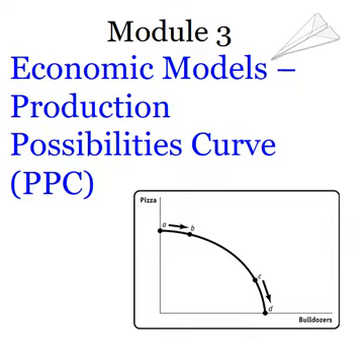Welcome to Module 3, Economic Models, where you'll learn about the PPC, which stands for Production Possibilities Curve. Sometimes this model is shortened to PPF for Production Possibilities Frontier, but it's the same thing. This is a model that's going to show us all kinds of economic concepts like trade-offs, scarcity, unemployment, efficiency, and economic growth.